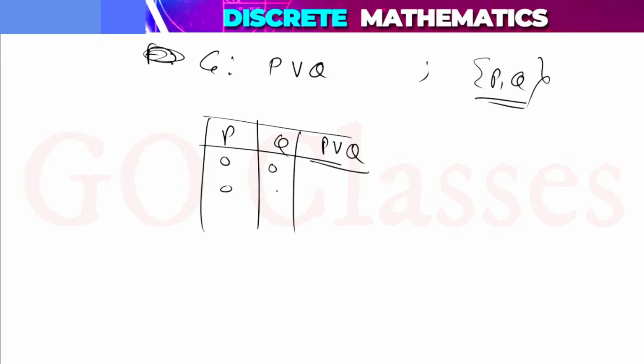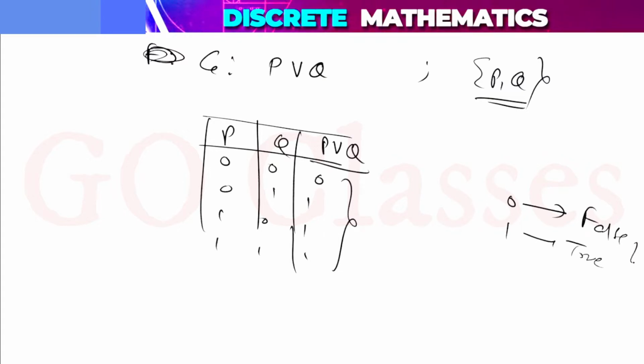So the truth table will be 0 1 1 1. This is your truth table for p or q. Remember, when I am writing 0, 0 means false and 1 means true. Instead of writing true, false, I am writing 0, 1 because it will save time. Now you can see when p is false and q is false, then p disjunction q also becomes false.